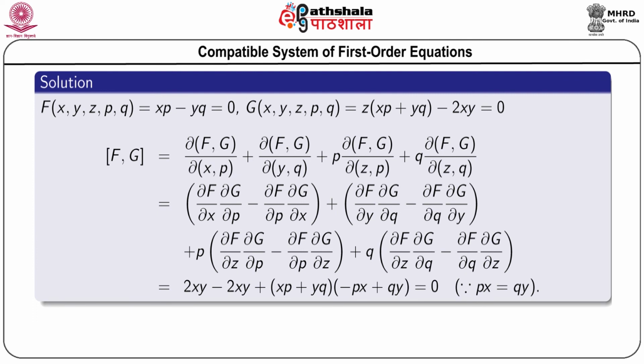Here capital F is given and capital G is given. So, if you compute this, we will get the value of the bracket [F,G] equals 0. Thus, it indicates that the equations xp minus yq equals 0 and z into (xp plus yq) minus 2xy equals 0 are compatible systems.